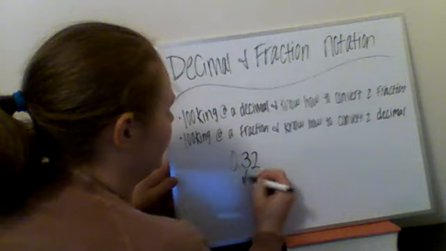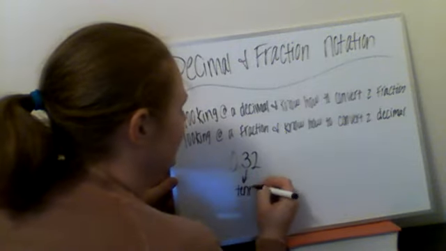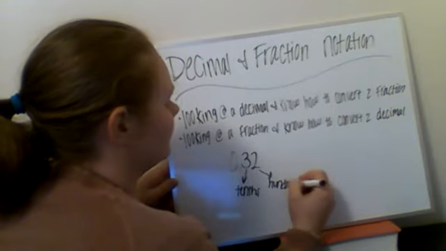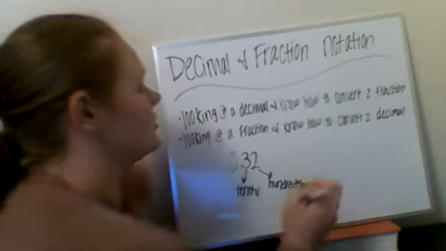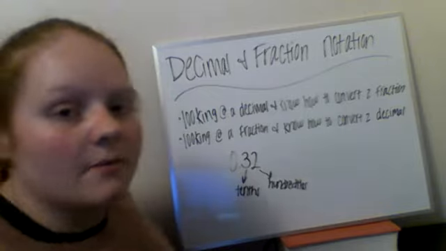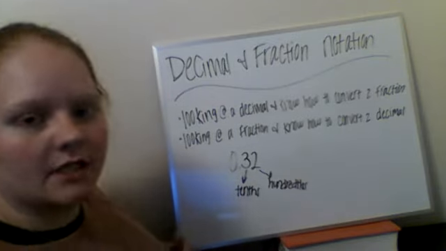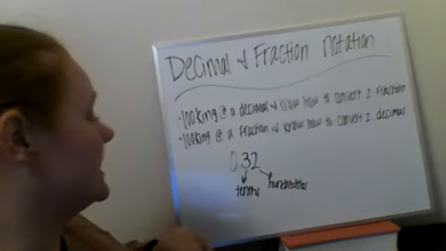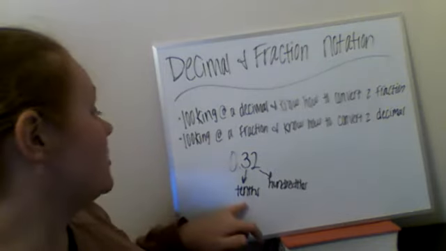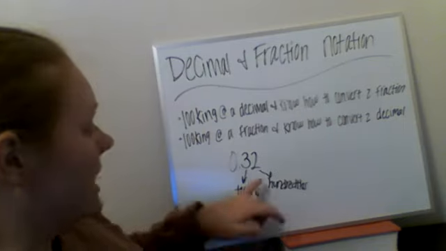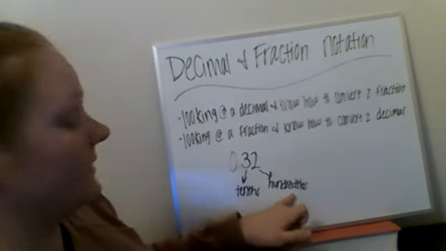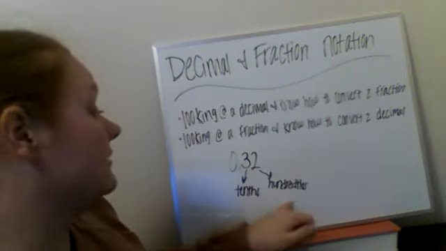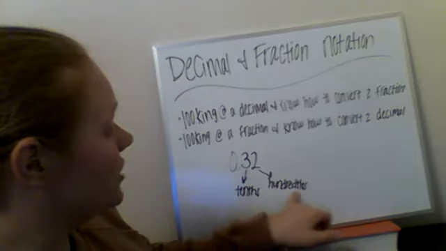So I'm going to put that up here. I have my tenths, and then I have my hundredths. I just know that because I know my place values for decimals. So to be able to convert this decimal to a fraction, I need to know my place values. I know my 3 is in my tenths place value and my 2 is in my hundredths place value. Now you're going to have to look at the place value that you are in. Our last number is in our hundredths place value.